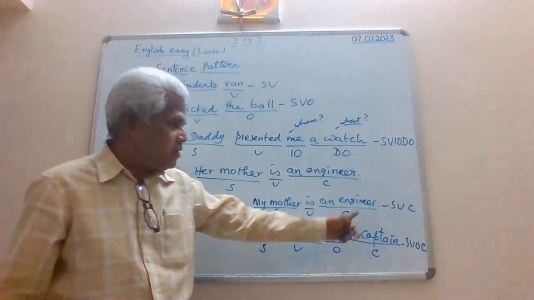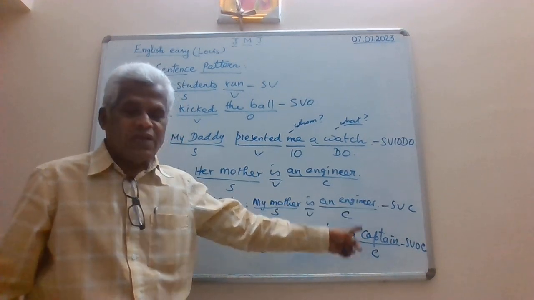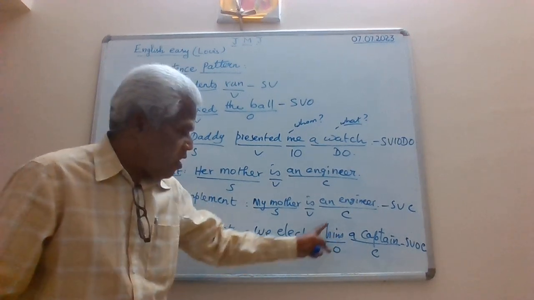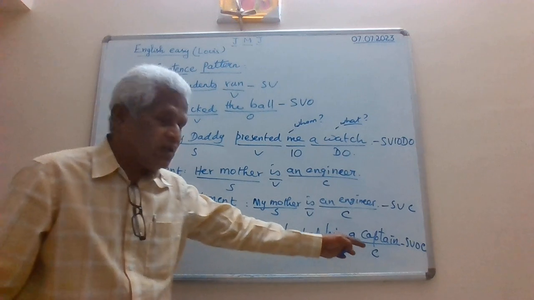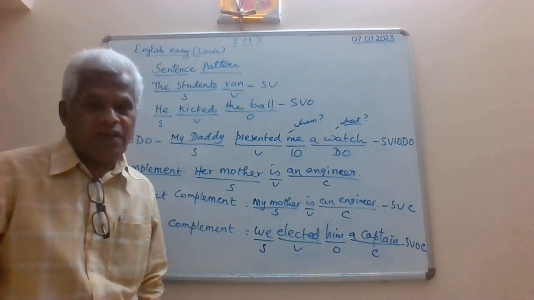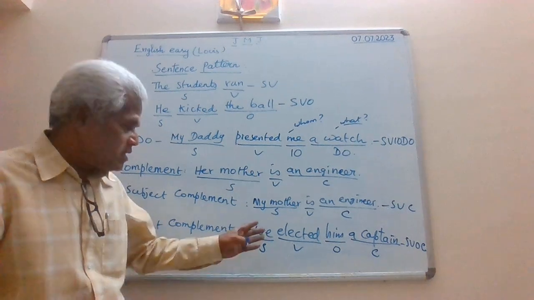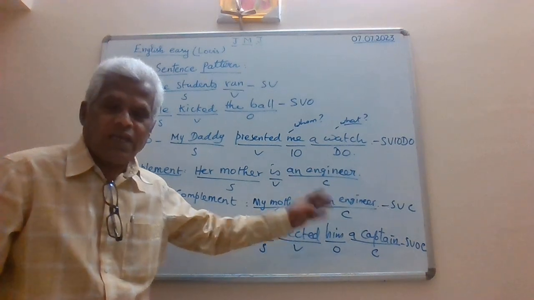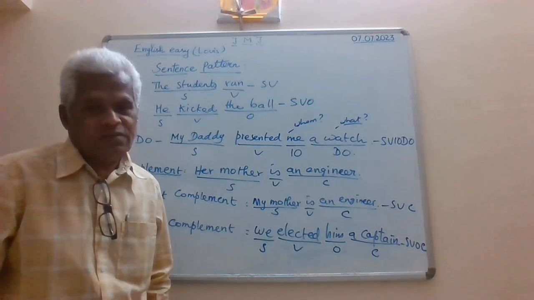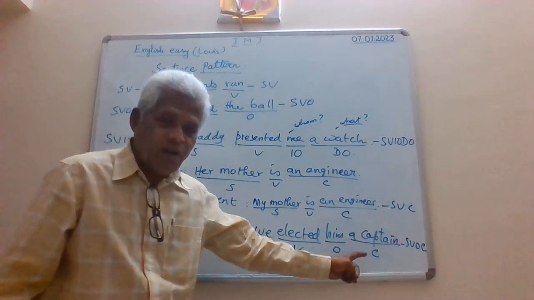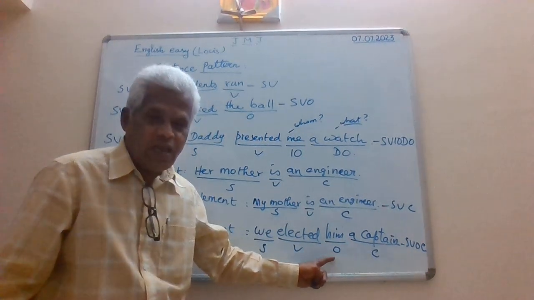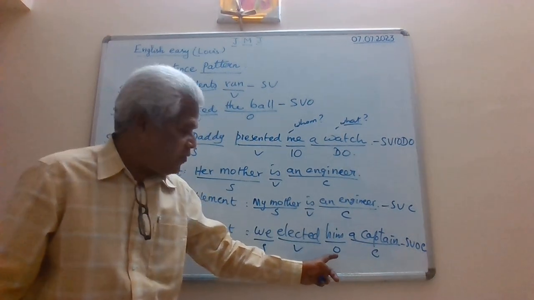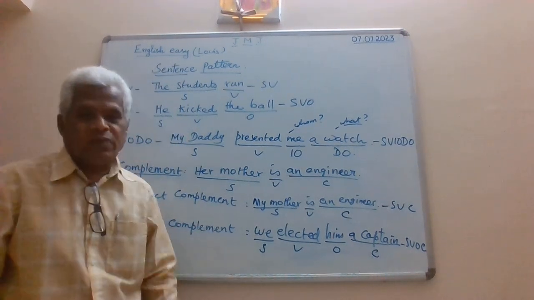But look at the complement from the previous sentence to this one here. Now, captain refers to whom? The object him. It gives more importance to the object that is given here. Of course, the subject did something. But then, what did the subject do? Subject made him a captain. So therefore, him refers to the object here. Since the word captain is directly involved with the object here, it is known as the object complement.